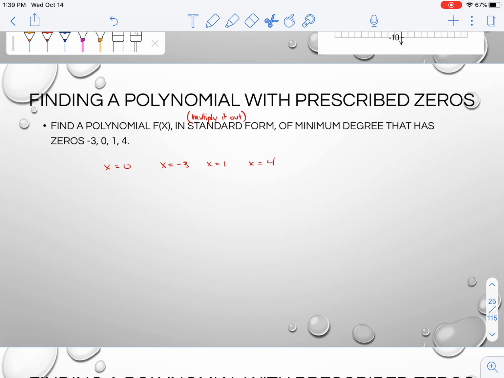Okay, so if I have these 4 factors, I know that x equals 0 would have come probably from a factor of x equals 0, or possibly some a times x equals 0. X equals -3, if I work backwards, would have come from x plus 3 equals 0. X equals 1 would have come from x minus 1 equals 0, and x equals 4 would have come from x minus 4 equals 0. What I've now got are the factors that gave me each of these zeros. So now I want to go one step farther backwards, and I want to write this in factored form.